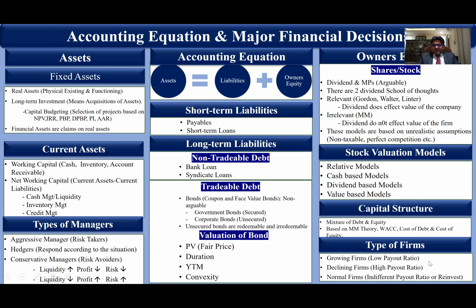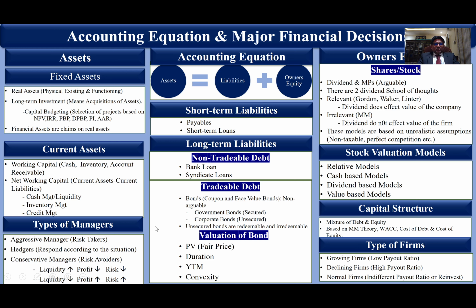then the payout ratio of dividend is high, because today's cash is better than some future risky cash flows. So the dividend payout will be more. From the investor point of view, that is a liability of the firm, and there will be a high payout ratio. A normal firm is indifferent, and it behaves as per the market situation. These firms are indifferent between payout or reinvesting. So these are the types of firm, and in which firm the payout ratio is high and in which it is low.